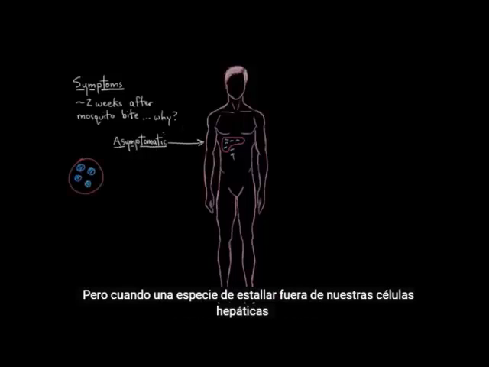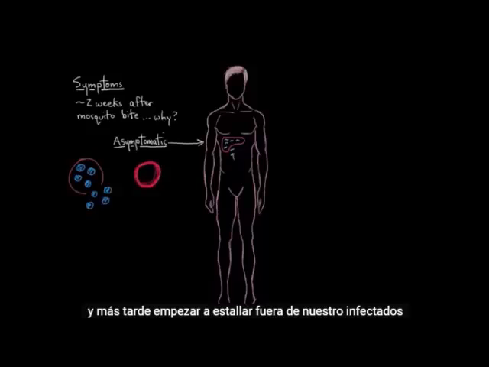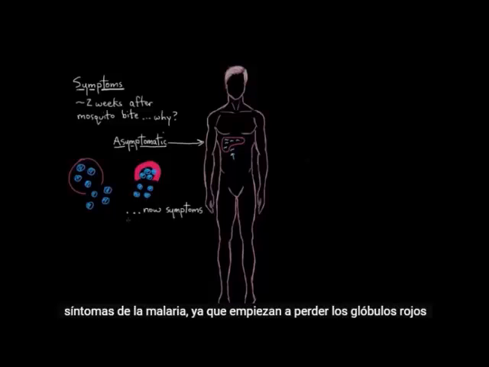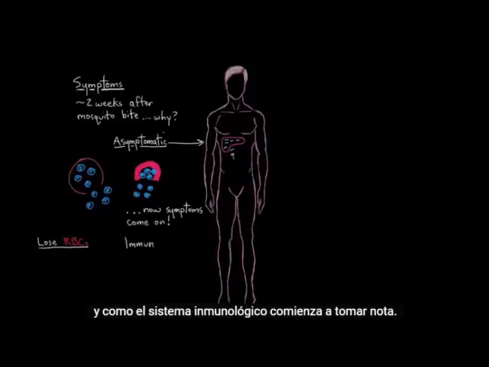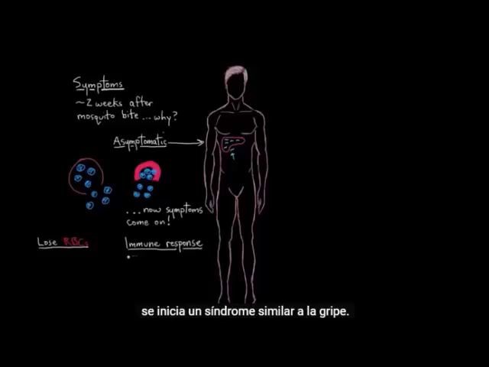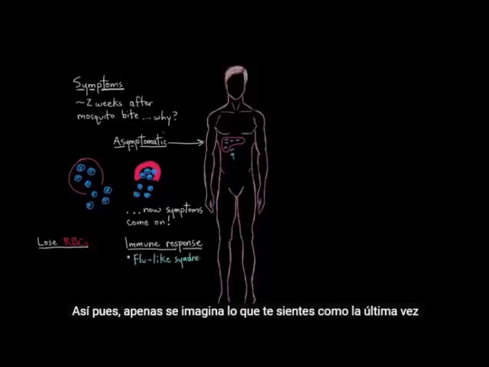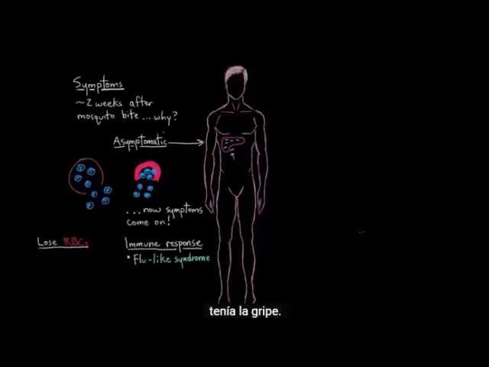But when they burst out of our liver cells and then later on start to burst out of our infected red blood cells, that's when we start to see the classic symptoms of malaria, as we start to lose red blood cells and as the immune system starts to take notice. So when the immune system gets involved, it kicks off a flu-like syndrome. So just picture what you felt like when you last had the flu. It's really similar to that, but quite a bit more dangerous.